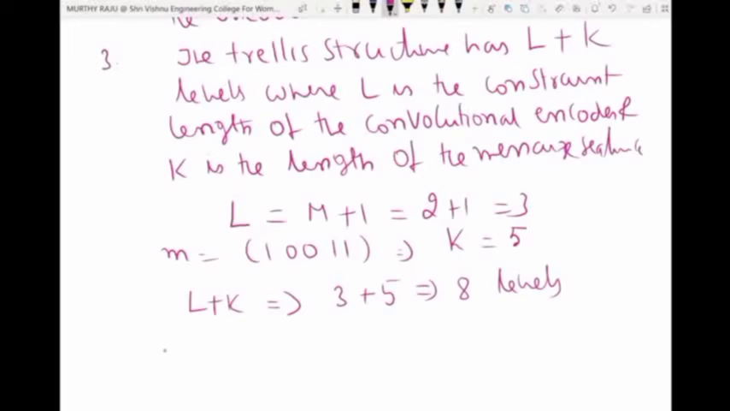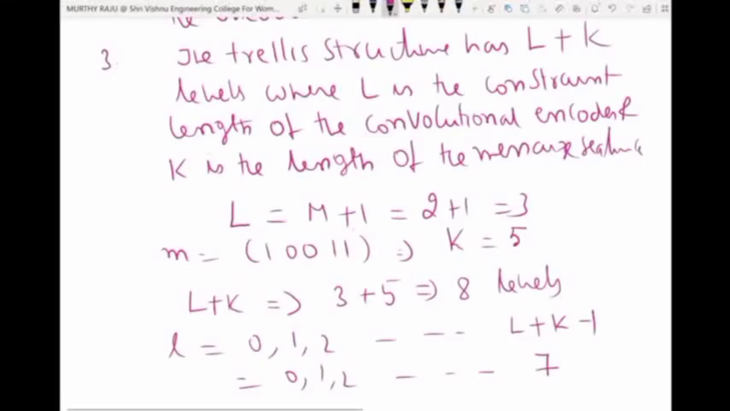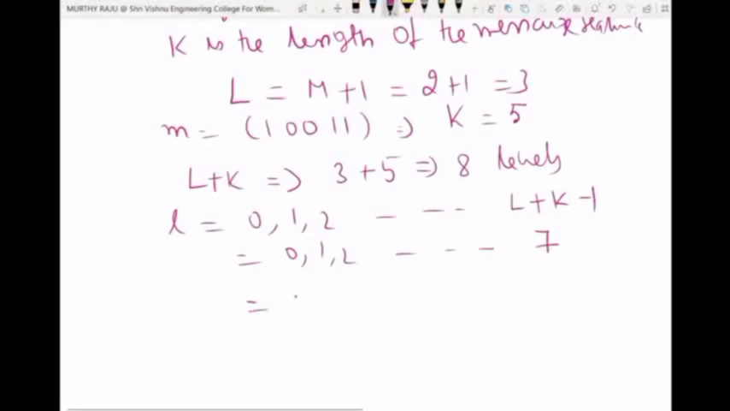These levels are labeled from 0, 1, 2, up to L plus K minus 1, that means 8 minus 1, that is 7. Therefore, the level values are 0, 1, 2, 3, 4, 5, 6, and 7.